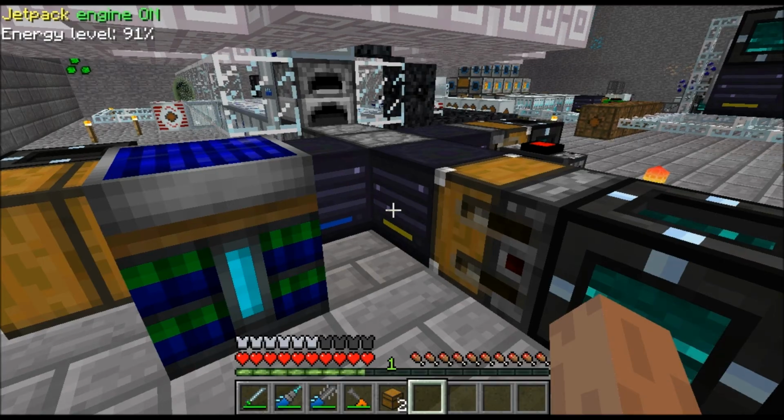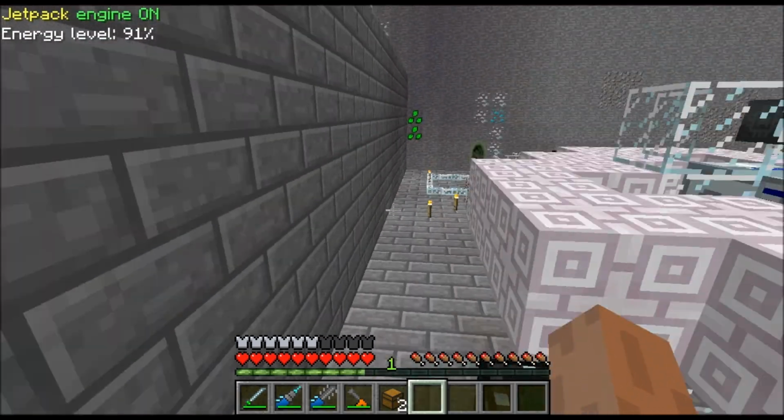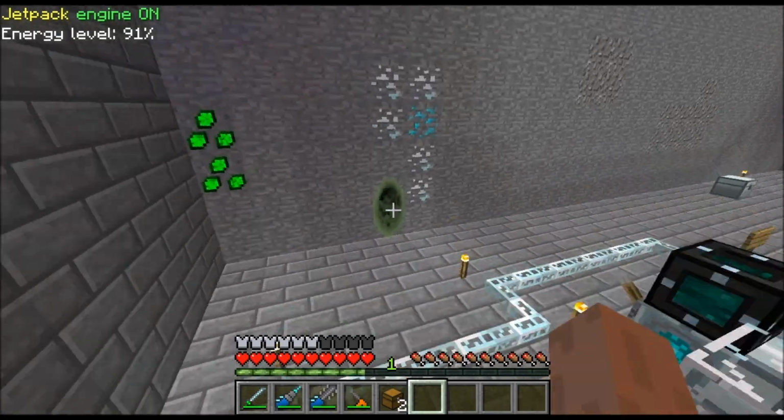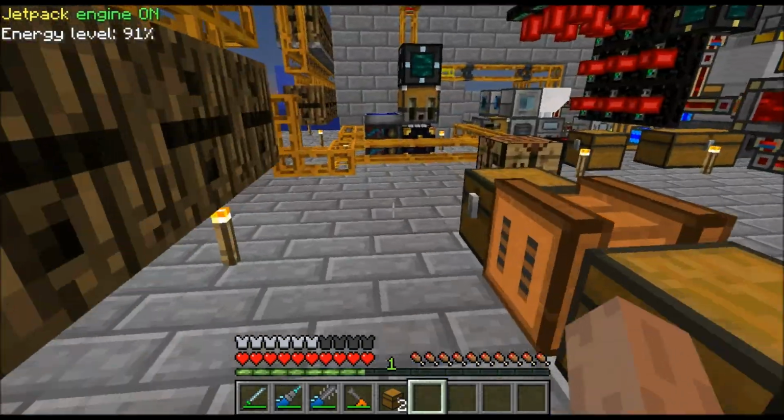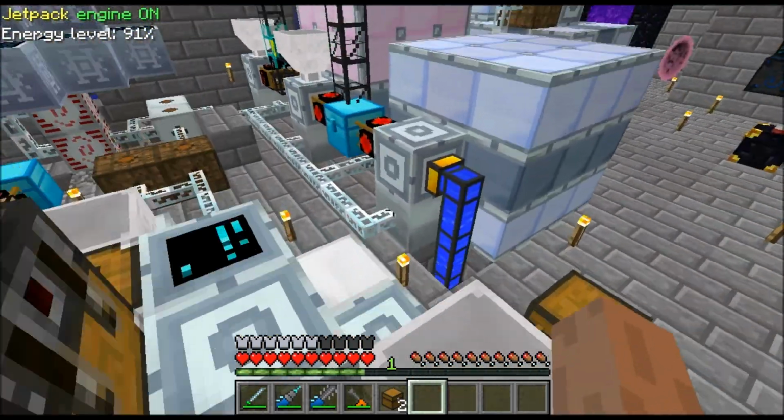Because if you look at the fusion reactor, let's just run back here really fast to my GregTech computer cube. Don't mind the mess.